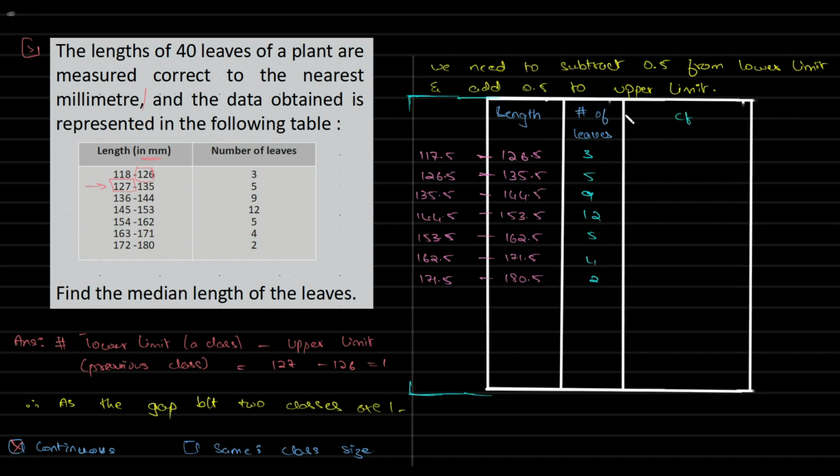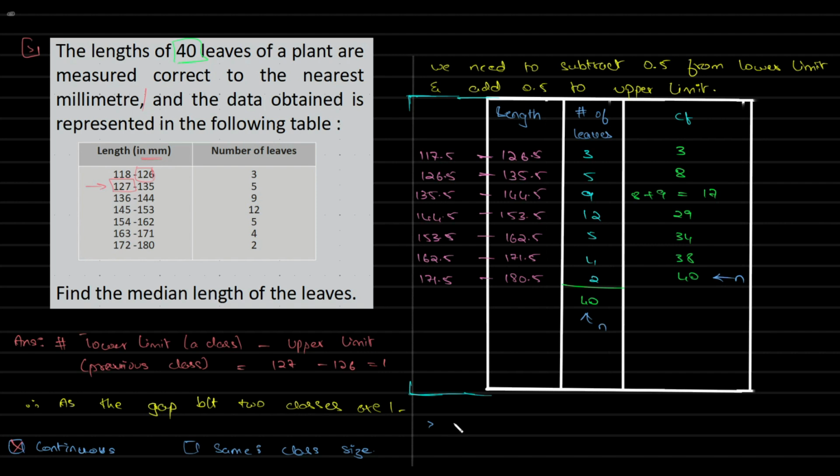We have to find the cumulative frequency. Less than cumulative frequency is generally what we deal with. 3, 8, right? 3 plus 5 is 8. 8 plus 9 is 17. Then 17 plus 12 is 29, 34, 38, 40. 40 leaves were measured. We got 40, so we got the right n value. That's how we can confirm. Confirmation is always important so that we understand that we are doing it right.